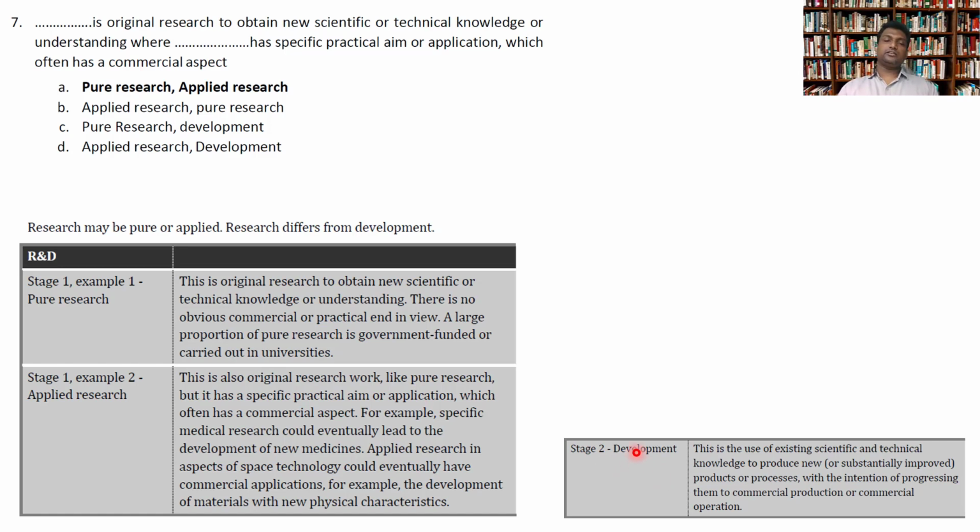So any new knowledge found can be used to improve the products or services, or the organization can do their own applied research and find new knowledge and use it for product development or service development. So the question here is about the first blank. We'll read it and see. It is organizational research to obtain new scientific or technical knowledge or understanding, where this has a specific practical aim or application which has a commercial aspect.